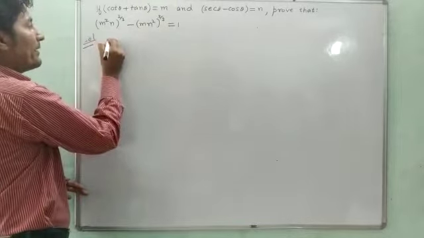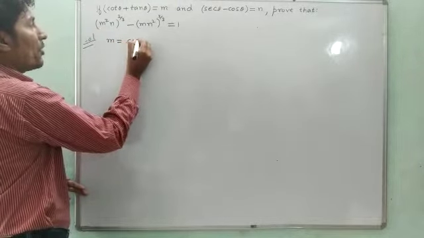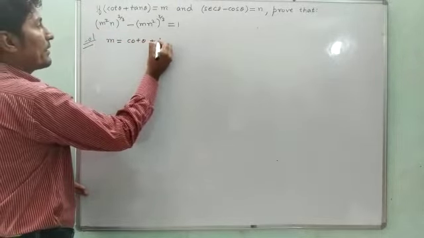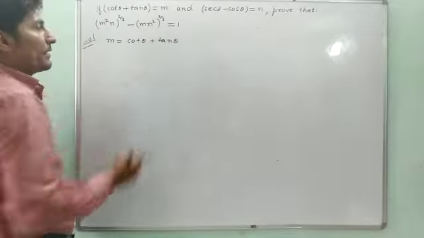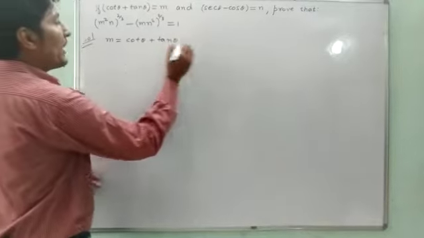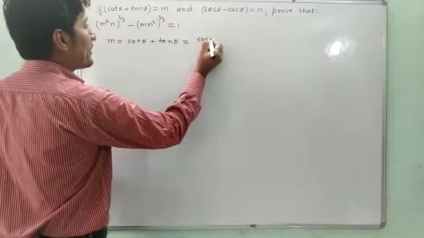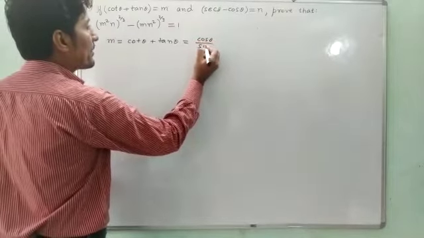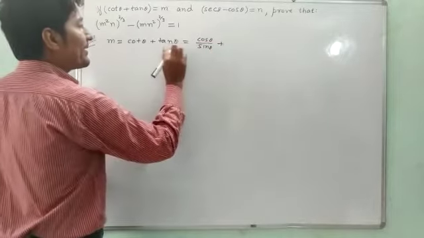Value of m is given, cot theta plus tan theta. So first of all we have to simplify that value. As we know, cot theta equals cos theta upon sin theta. Plus will be as it is.